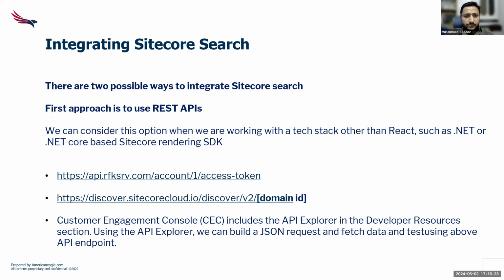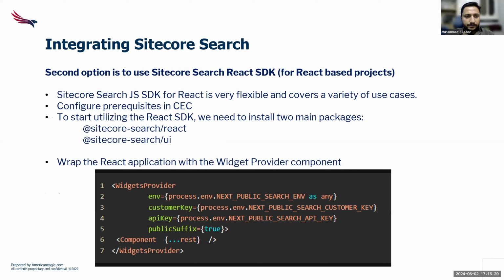The next approach is to use the Sitecore Search SDK, which is very convenient, very easy to use. It covers all of the use cases which are part of the typical Sitecore Search experience, like pagination, search results, facets, every bit is covered in this SDK. This SDK works in conjunction with Sitecore Search UI. To start utilizing the React SDK, we need to use two main packages: Sitecore Search React SDK, and the other one is Sitecore Search UI.